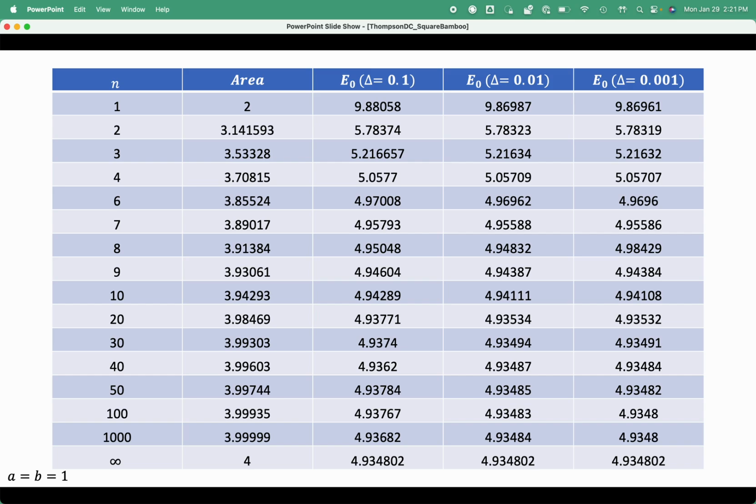Okay, so what does this result in? Well, this results in a giant table of numbers. Here we examine, as a function of n for constant a and b, the area of the region defined by the superformula with those parameters, and the ground state energy, that's the first eigenvalue, for three ever finer mesh spacings. As we decrease delta, the mesh spacing, we find that our results converge and our accuracy appears reasonable to roughly 5 decimal places.